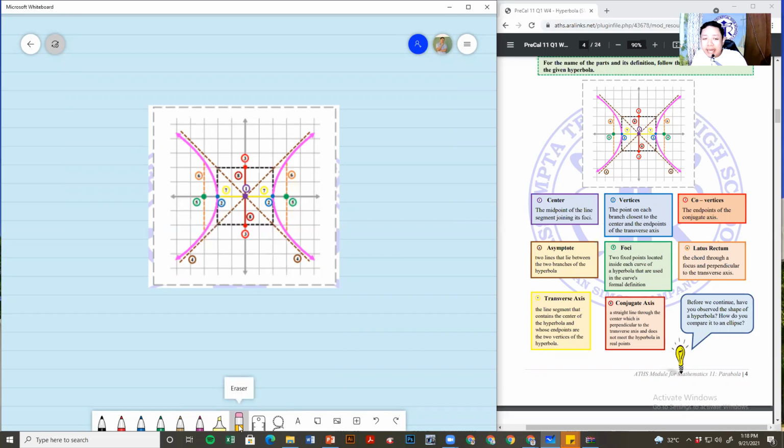Let's also take note of the latus rectum. The latus rectum is this. This is the distance formed passing through our focus. That is our latus rectum.